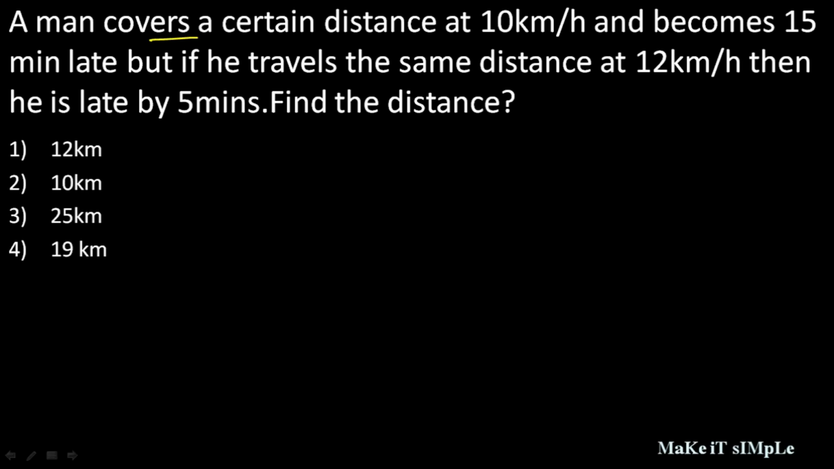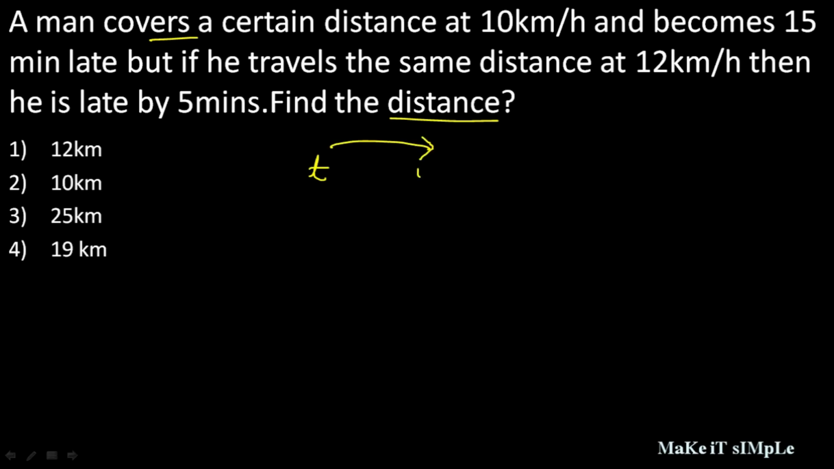A man covers a certain distance at 10 km per hour and becomes 15 minutes late. But if he travels the same distance at 12 km per hour, then he is late by 5 minutes. Okay. Now, what they have asked, they asked the distance. So this is the same type of problem which we have seen previously.